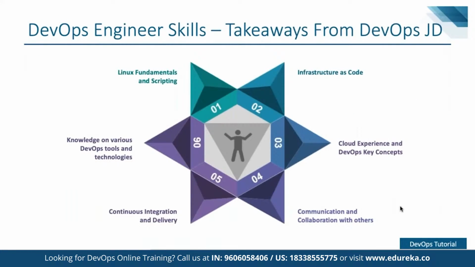So guys, see another job description. What are they looking for? They're looking for infrastructure as code, which means they're looking for people who know Ansible. They're looking for an understanding of Linux, people who know CI/CD, and people with cloud experience. So these are typical skill sets people are looking for in the market when hiring someone with a DevOps skill set.